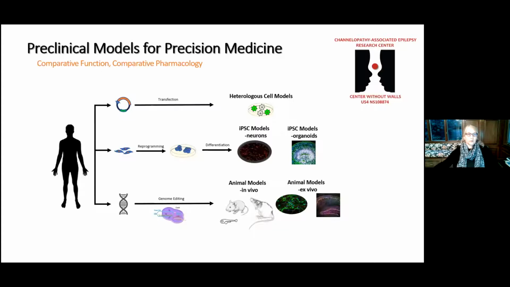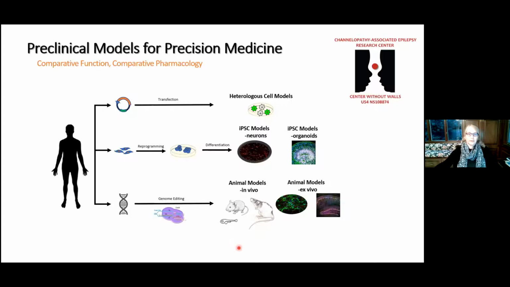So over the course of this seminar series, you've probably heard about a variety of model systems, some of which are illustrated here. And each system is valuable for addressing different types of questions. However, these often exist in silos. So there might be an iPSC lab or a heterologous cell model lab, and without a lot of crosstalk in between them.